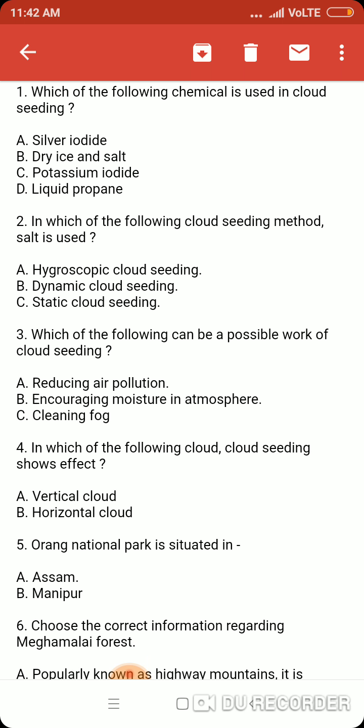So, which of the following chemicals is used in cloud seeding? Silver iodide, dry ice and salt, potassium iodide and liquid propane. Under my knowledge and research, all the chemicals are generally used in cloud seeding.